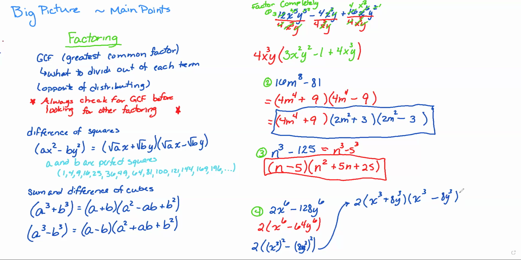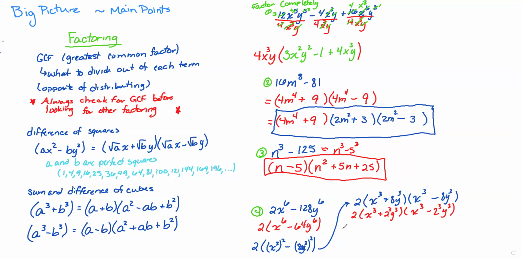Okay, then looking at this, I have a sum of cubes and a difference of cubes. So this is going to be a little bit more work. I still have that 2 hanging out, and this is x to the 3rd plus 2 to the 3rd y to the 3rd. And this is x to the 3rd minus 2 to the 3rd y to the 3rd. All right, so I get to do my sum and difference of cubes for each one of these.